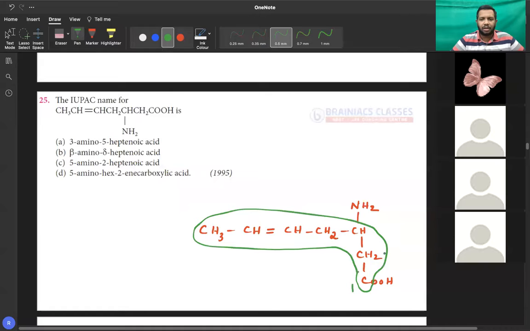Now I will start numbering from here. 1, this is 2, this is 3, this is 4, this is 5, this is 6, and this is 7. So I know that at the third position you have NH2. Whenever NH2 behaves like a substituent, we put it as amino. So I can say 3 amino. Then 7 carbon atoms are there, so we say hept. At the fifth position you have ene, so hept-5-ene, first position oic acid. So the answer will be option A, 3 amino 5 heptanoic acid. That is also correct. Or you can say hept-5-en-1-oic acid. So option A seems to be the correct answer.